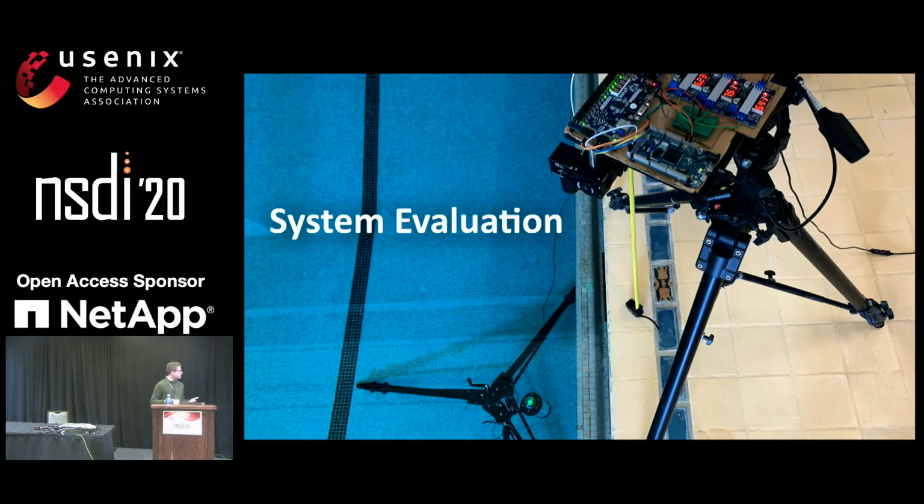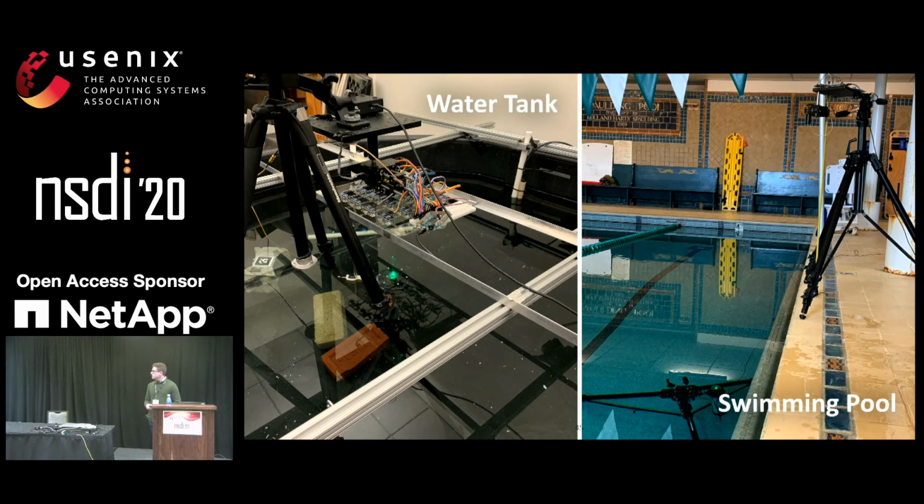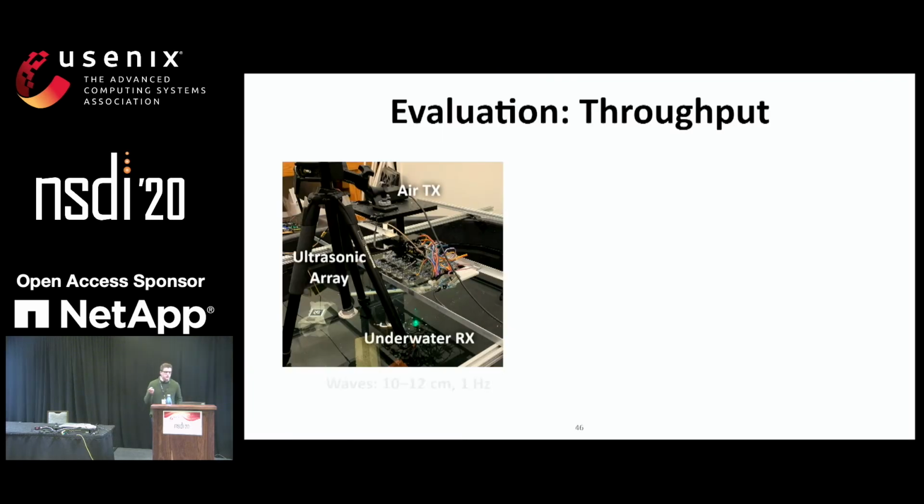So, our system evaluation. We focused on two main aspects here: first, the link performance, and also the link robustness. These are our two main testing scenarios. We have a water tank where we could generate arbitrary waves, and also a swimming pool where we test the static case. First, let's look at throughput.